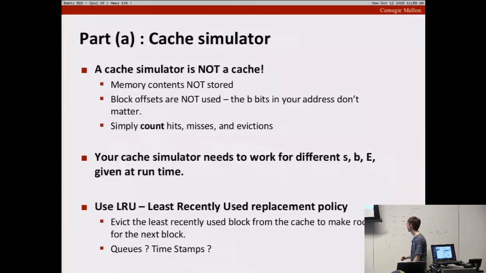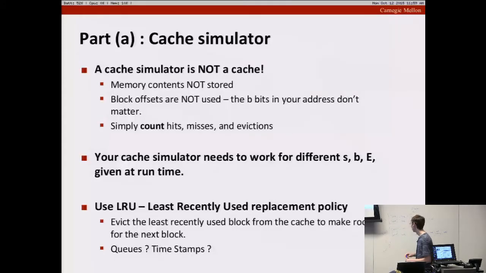Of course, it wouldn't make sense to actually implement a cache, because you're writing a program that's using the actual cache. It would never actually be a useful cache, in the sense that the actual cache is useful because it's storing stuff in memory, which then has to go through the cache itself. So you're not actually writing the cache. You're just simulating its behavior.